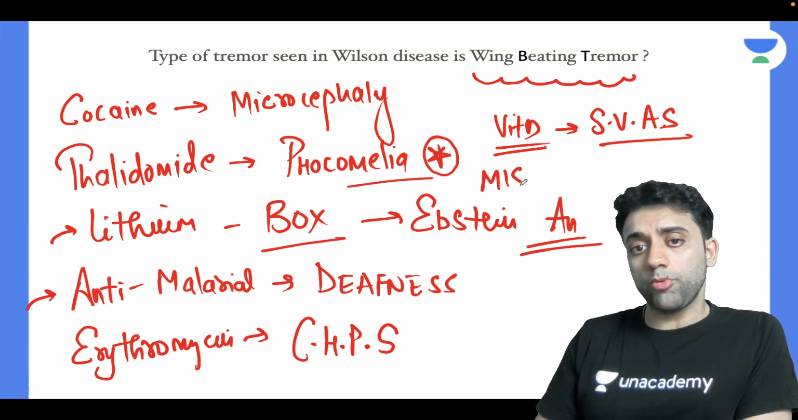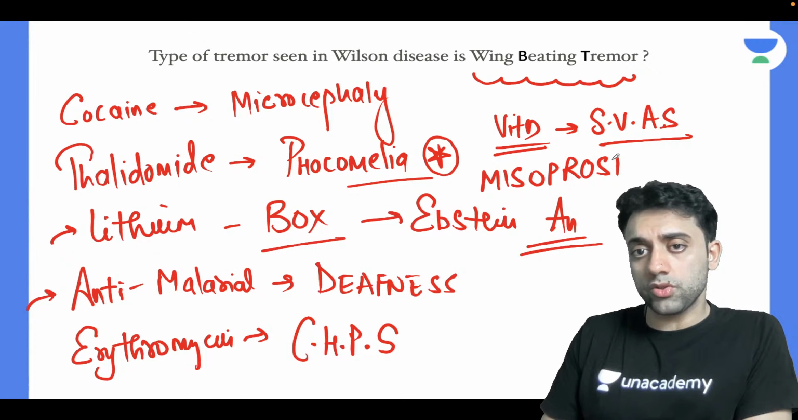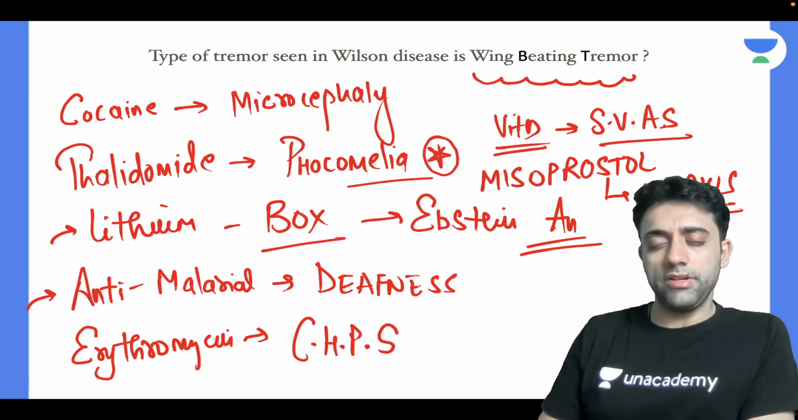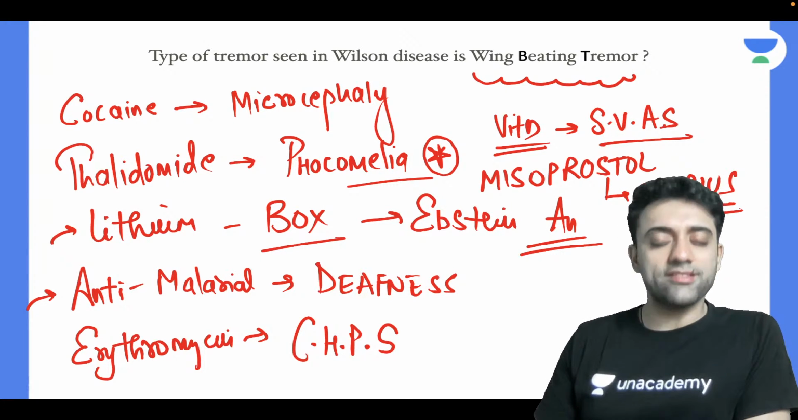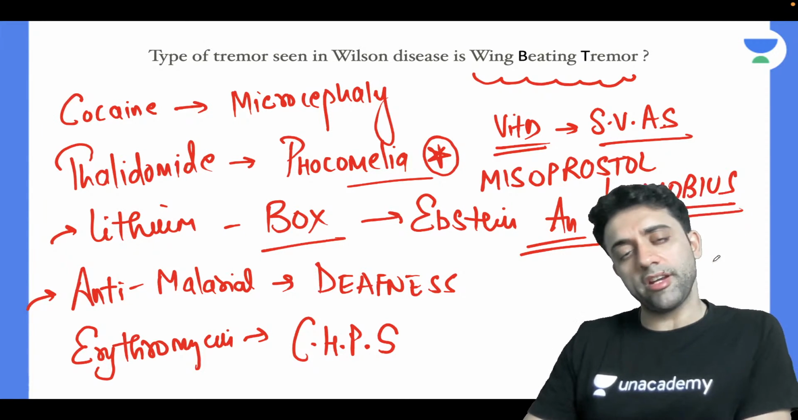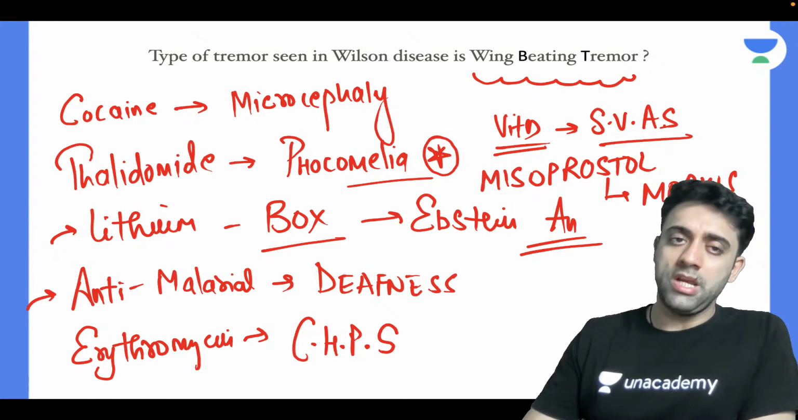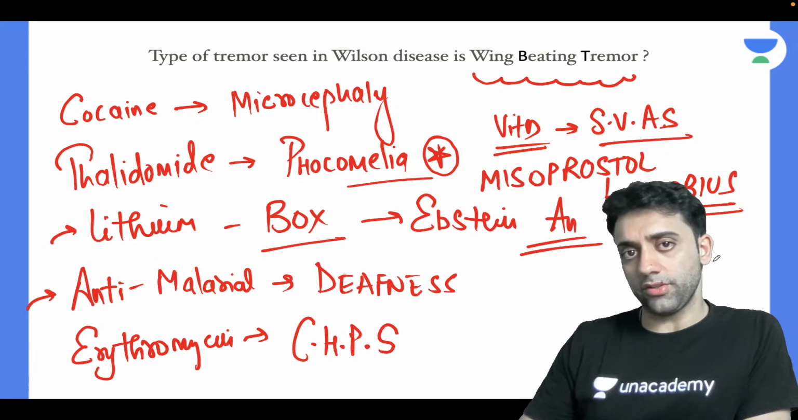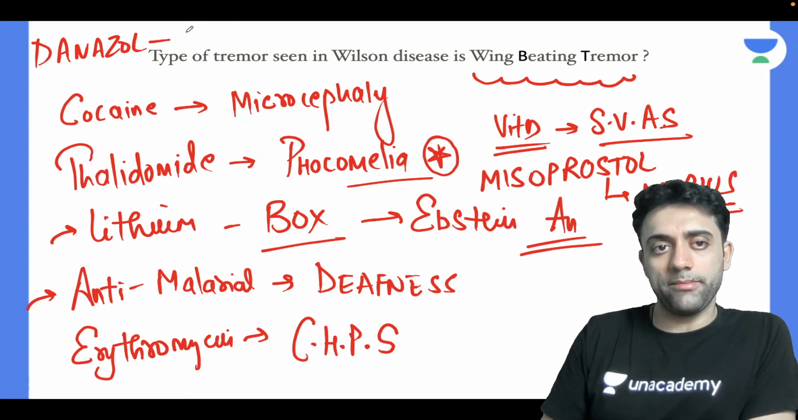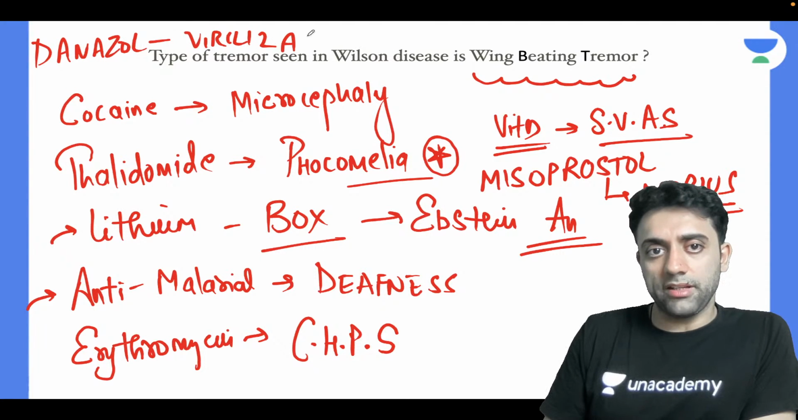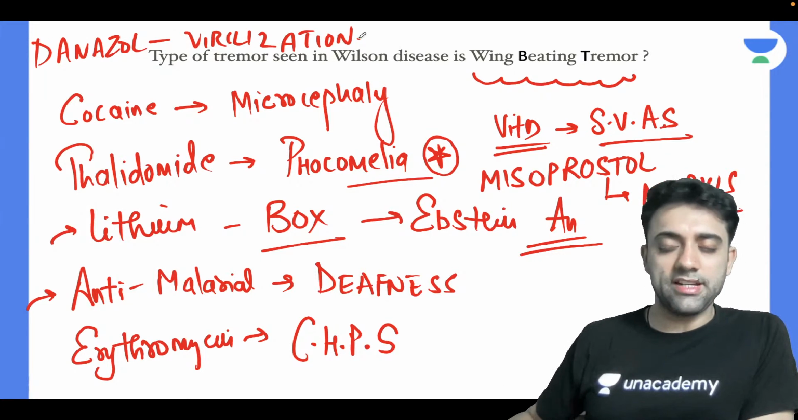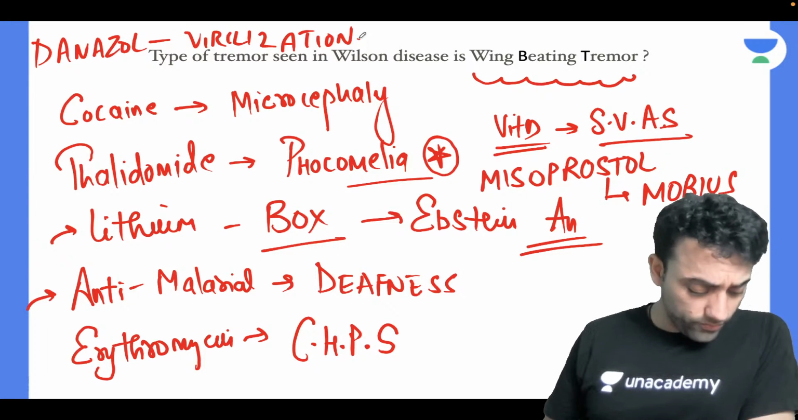If the mother has taken misoprostol during pregnancy, the baby can land up into Mobius syndrome, M for misoprostol, M for Mobius, which is nothing but various cranial neuropathies. And if the mother has taken danazol during pregnancy, the baby can land up into virilization. Boy with girl features, girl with boy features. Okay? Understood?